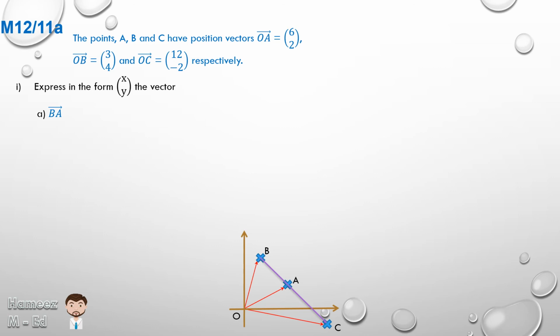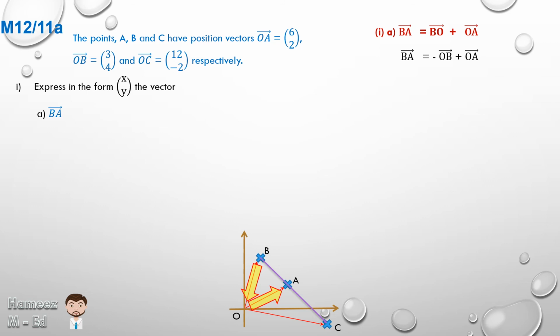How do we go from there? Well, BA, we can go from B and walk to O, and then from O, we can go to A. Now, we don't have BO, but we have OB, the exact magnitude, but in the opposite direction. So how do we deal with that? Well, we say BA is equal to minus OB, as the direction is the opposite, plus OA.